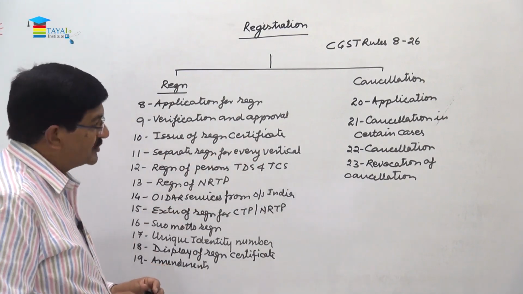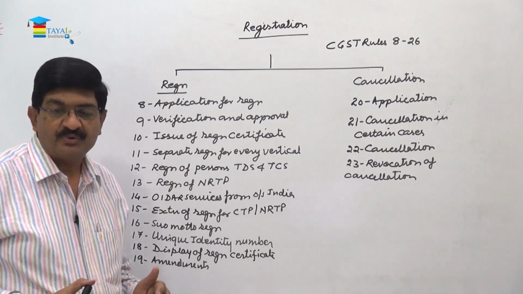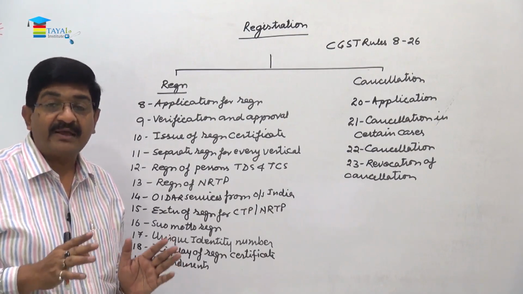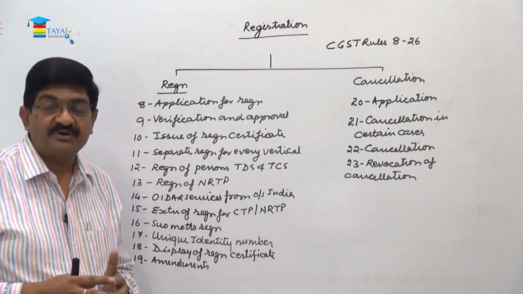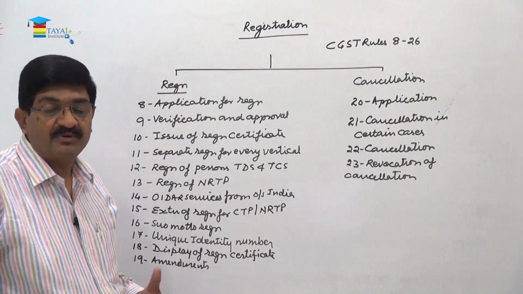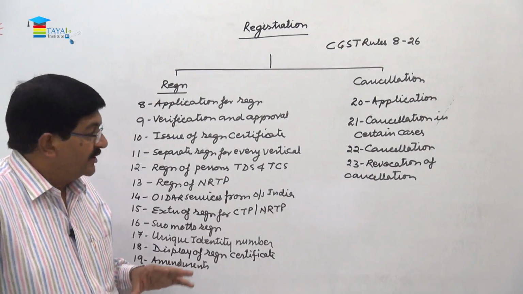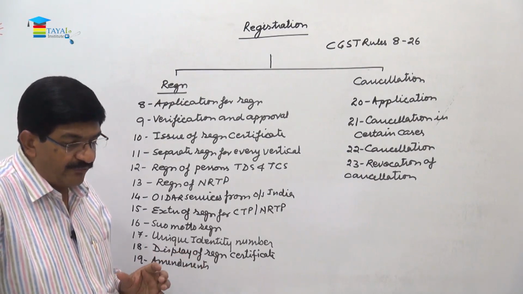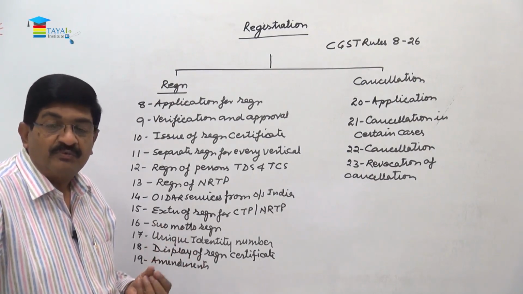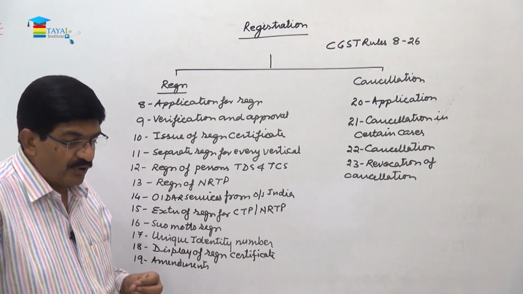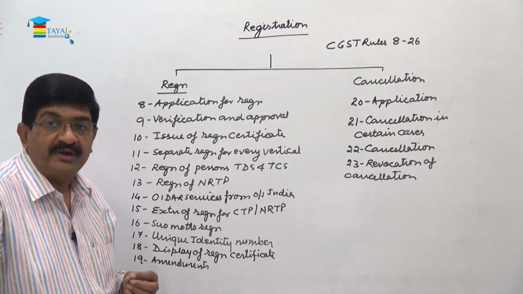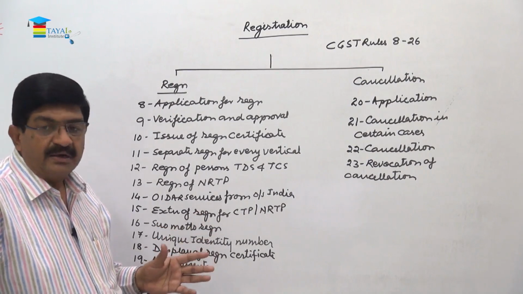Then remaining 3 rules are also there, 24, 25, 26. So those are about the migration of existing registered person for the purpose of excise, for the purpose of service tax, as well as under other laws. They are required to migrate. So that is covered in rule number 24. Then rule number 25 talks about physical verification of the premises, and rule number 26 talks about the method of authentication. So those are few more rules.